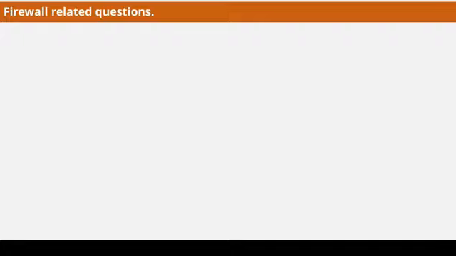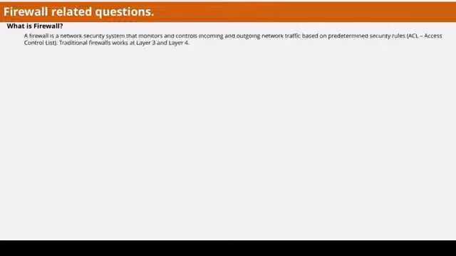Let us look into a few firewall related questions. Like, what is firewall? Firewall is a network security system that monitors and controls incoming and outgoing traffic based on predetermined security rules, called ACLs. Traditional firewalls work at layer 3 and layer 4.